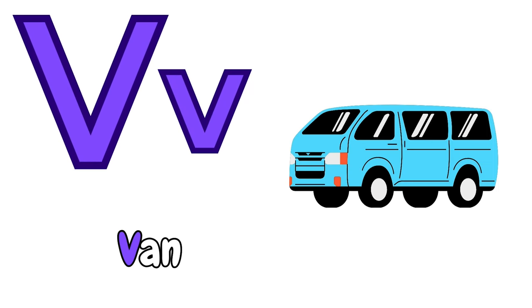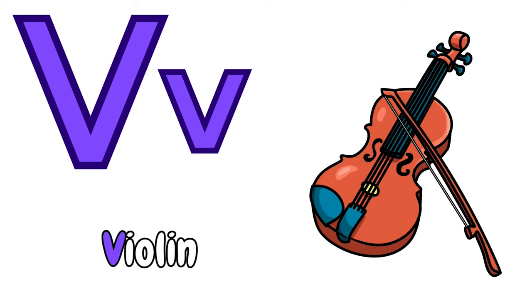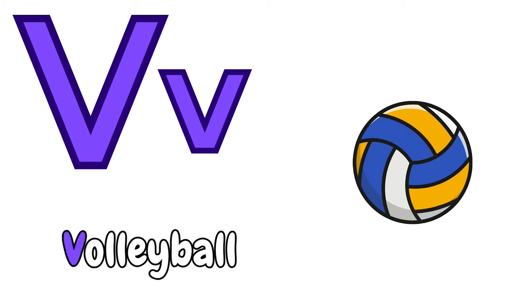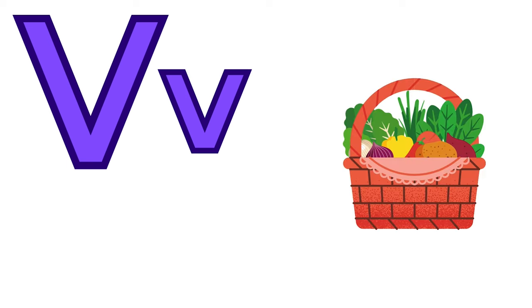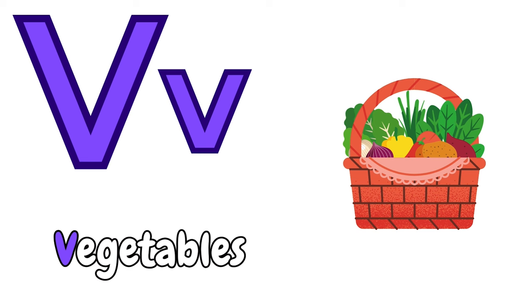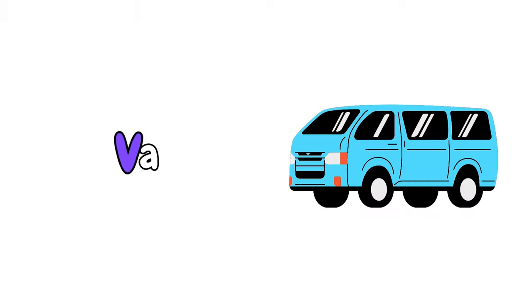Now, let's see which all start with alphabet V. V for van. V for violin. V for volleyball. V for vegetables. Can we say once again, kids, V for?